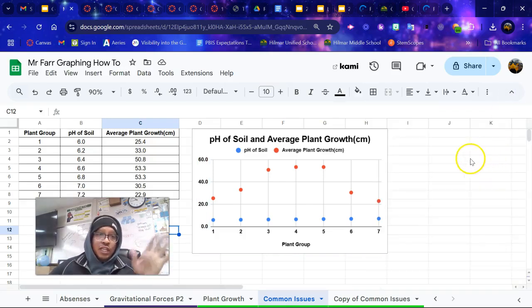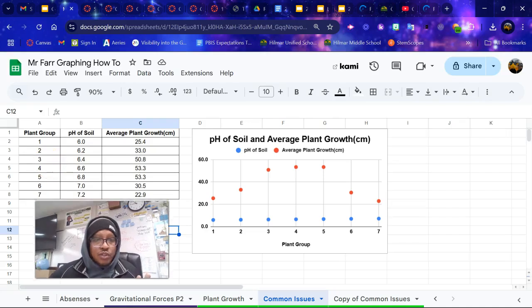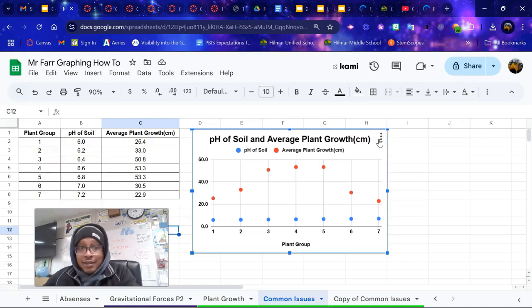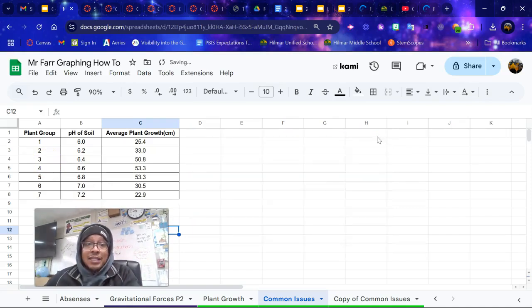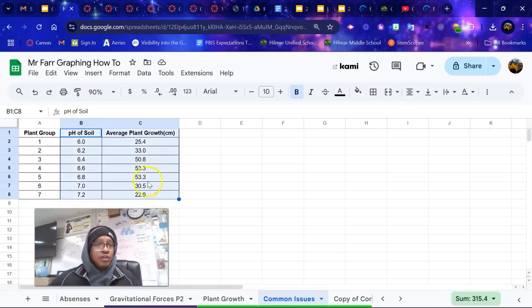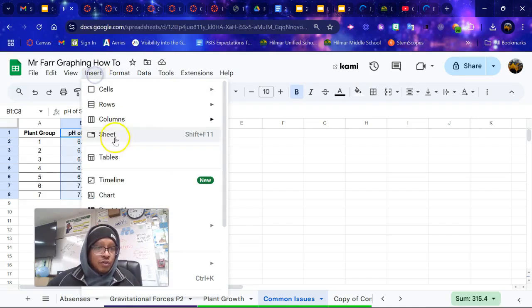When we grabbed all the data, we also grabbed the plant group, which is not part of the data. So we're going to have to go back. Yes, some of you guys are going to have to go back and delete. And then you're going to have to go, okay, pH of soil, hold down shift, click here. Now I'm going to insert the chart.